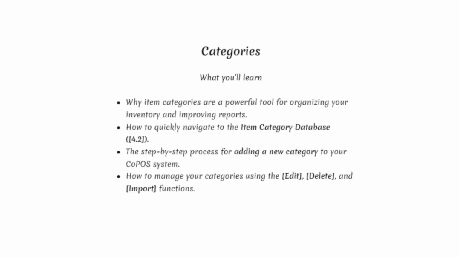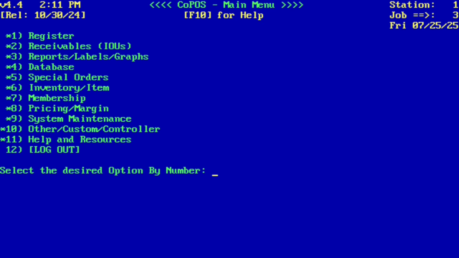Today we're going to cover how to set up a new item category in your system using Menu Path 4.2, Item Category Database. Why are categories important? They help you organize your inventory into logical groups, like gluten-free or local produce, which makes reporting and searching for items much easier. By the end of this video, you'll be able to add, manage, and even import categories with confidence. Let's get started. We'll start from the CoPOS main menu.